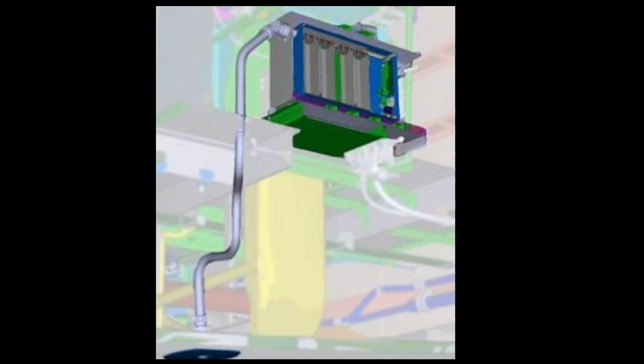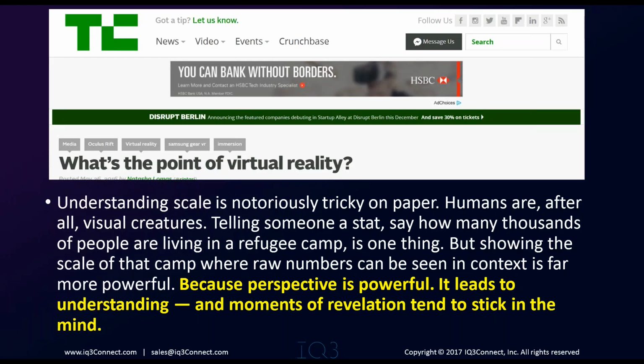Obviously, the fix worked. These planes are flying now, and I don't think they've had another fire since. So it's important that we make sure that we can get our ideas across quickly. And so why does VR work that way?